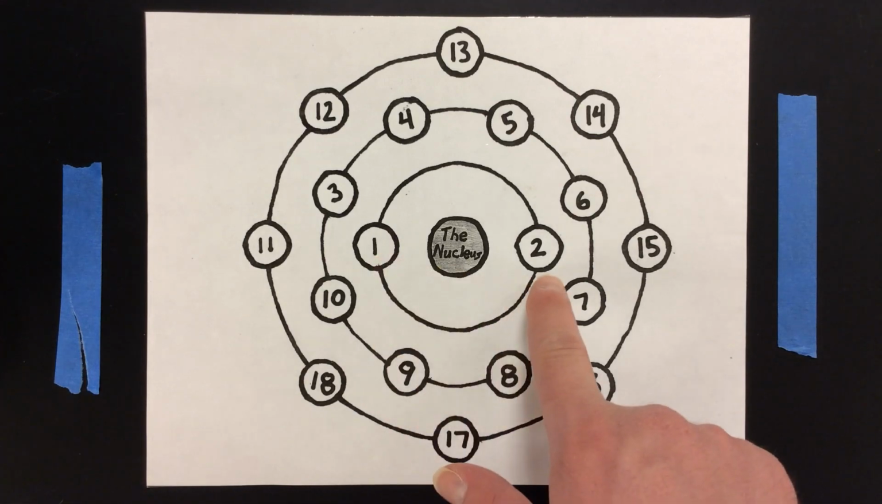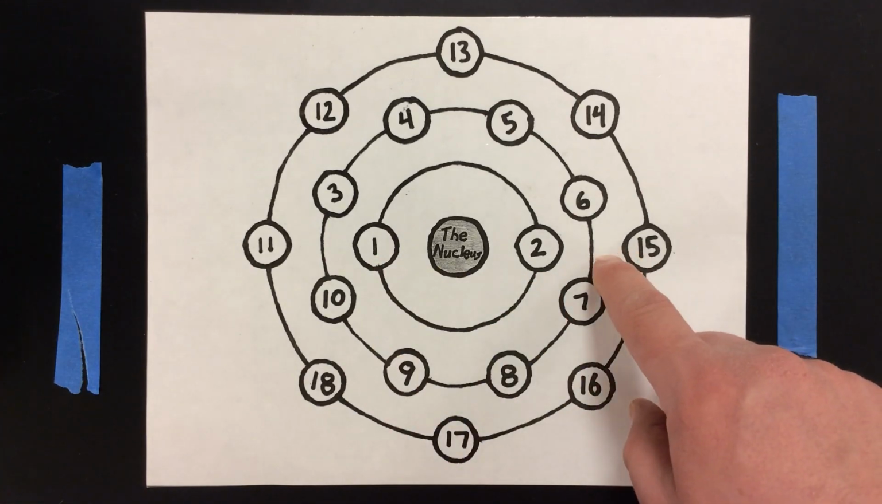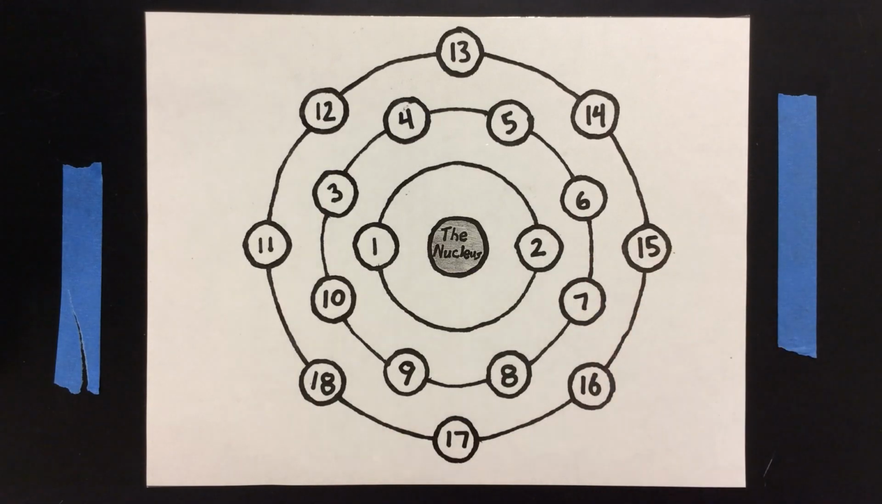So this first layer only can hold 2 electrons, and then this layer can only hold another 8 for a total of 10. And then this one will be filled when it has 8 of its own for a total of 18. So when you have electrons around the nucleus, one of the questions that will be asked is to figure out how many electrons go in each layer. And in particular, it'll ask about valence electrons, electrons on the outside.